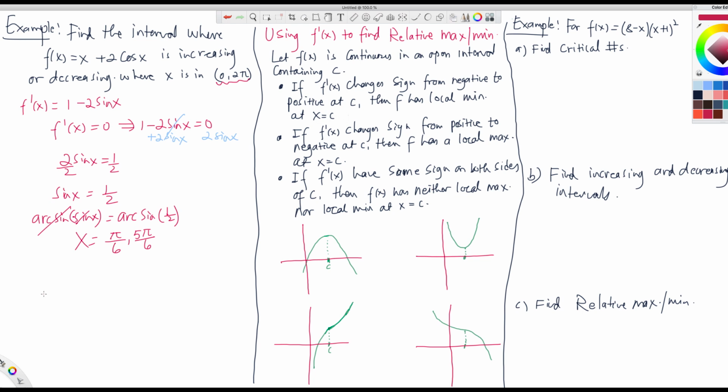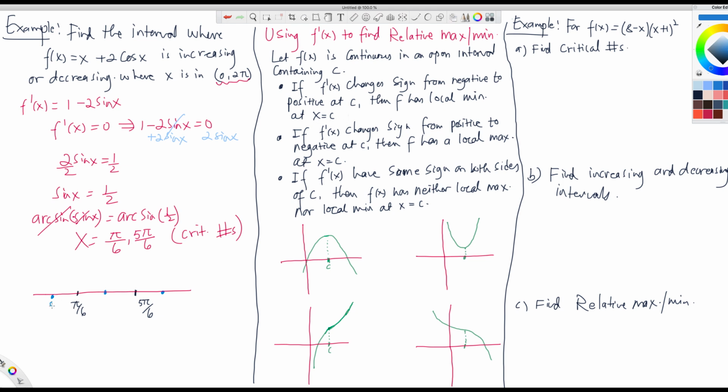Now after you find the critical numbers, let me write them down. These are the critical numbers. Now you draw the line and mark those critical numbers. Somewhere there is pi over 6 and somewhere there is 5 pi over 6. Now what we do next is we pick a test point and then find the sign. Pick a test point here, another here, and another here. What test point do you want to pick? I want to pick 0 here.